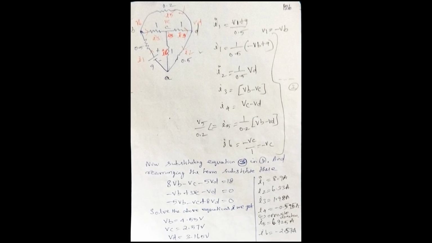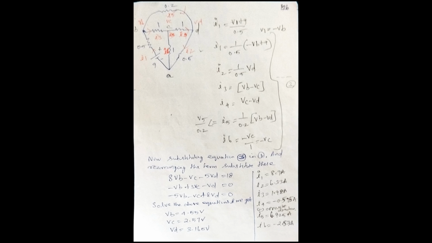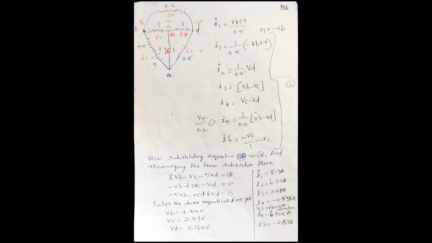In this page, the network is given and we put the oriented graph. Nodes A, B, C, D. Branch currents I1, I2, I3, I4, I5. Nodal voltages VB, VC, VD.